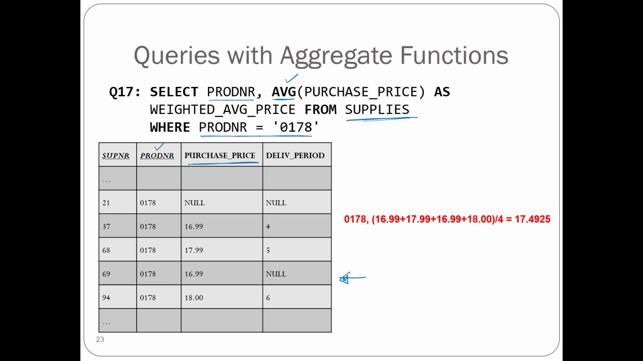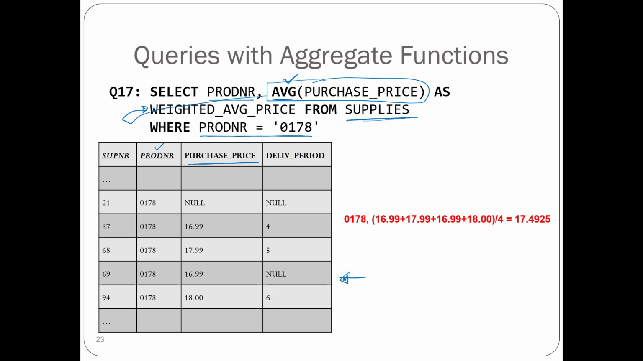So we are putting that restriction again. We are interested in finding out the average price for this product number 0178. How to do it? Simply apply this AVG aggregate function on the column purchase price. Okay, and we want to give this computation a name, right? So this computation is being called weighted AVG price.